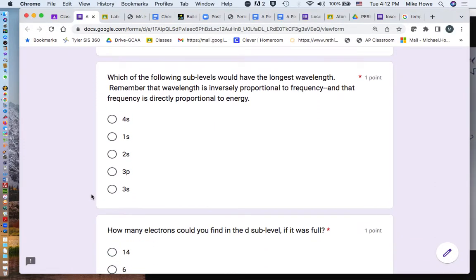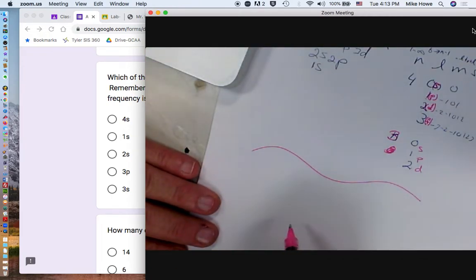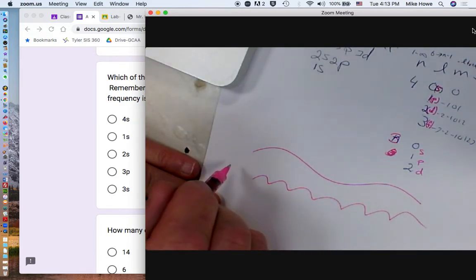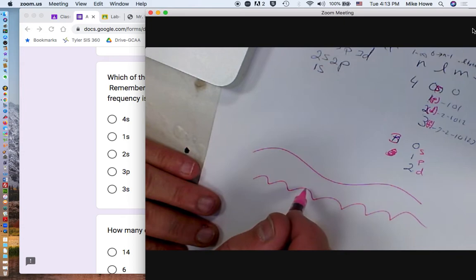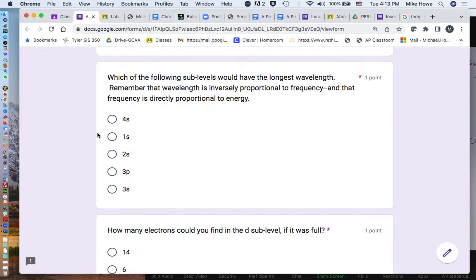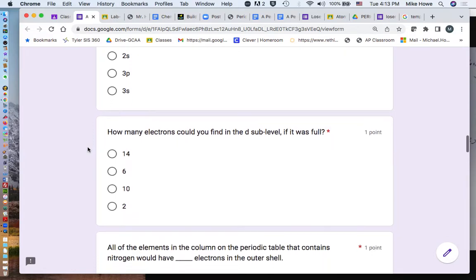Which one has the longest wavelength? Would a long wavelength be high energy or low energy? I'll give you a quick analogy. Here's a long wavelength wave. Here's a short wavelength wave. Which one takes more energy to draw? That has more energy, that has less energy. This question says, which one has the longest wavelength, which would be the lowest energy? So that'd be 1s, because that's the lowest energy.